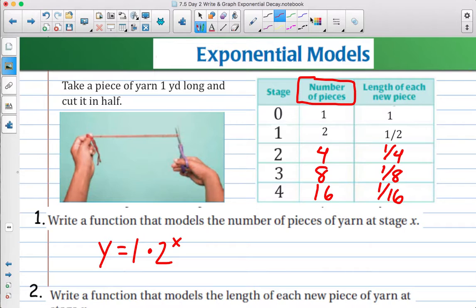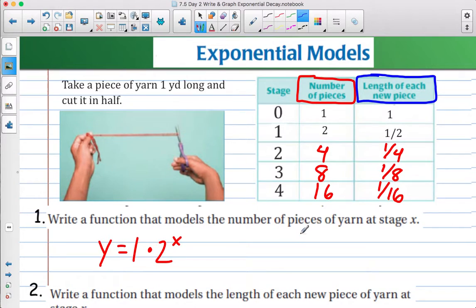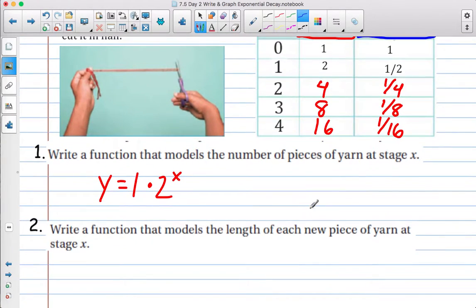Today what we're going to look at specifically are situations like these over here, like the length of each piece. Well, the length of each piece was getting smaller and smaller. A function for that would be y equals, it still started out at 1. It was still a yard long to start, but its pattern is going to be multiply by a half, and it's doing that at each stage. So it started out with 1, and it's multiplying by 1/2 to the power of x, and that is going to be what makes this a decay.